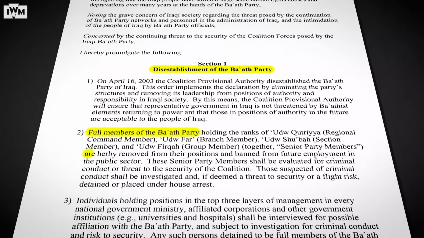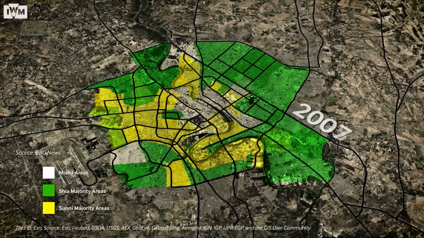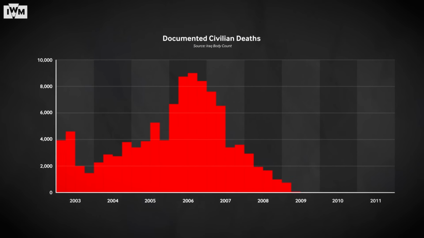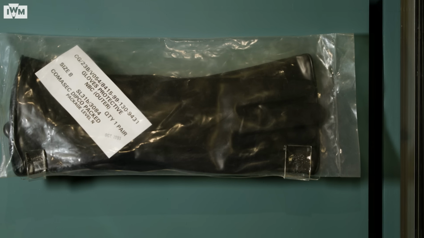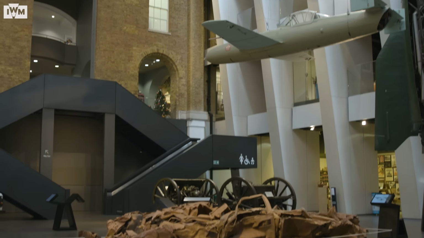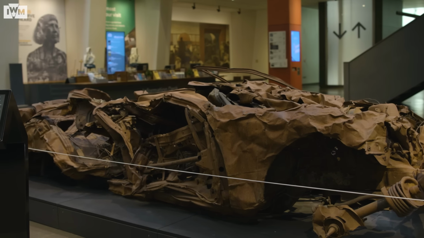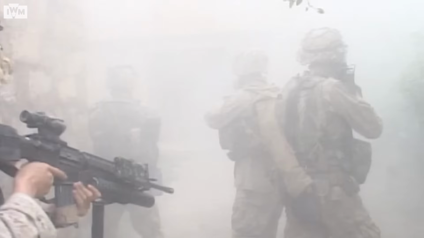So why did the Iraqi people turn against the coalition? What caused the civil war? And where did coalition forces actually succeed? We're using objects, film and photography from the IWM collection. We'll take an in-depth look at the coalition occupation from 2003 to 2011 in an effort to understand what went wrong in Iraq.